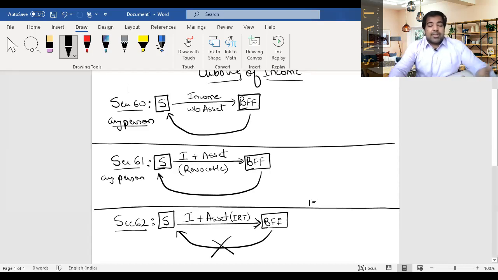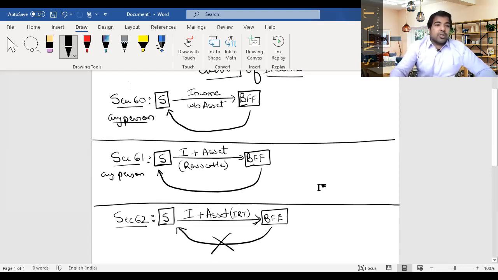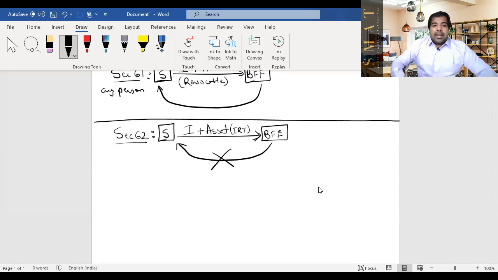So 60, 61, and 62 are transfers of income, income plus asset but revocable, and income plus asset irrevocable. Only in section 62 is there no clubbing of income. Next, we go to the next section, which is the easiest section, section 63.